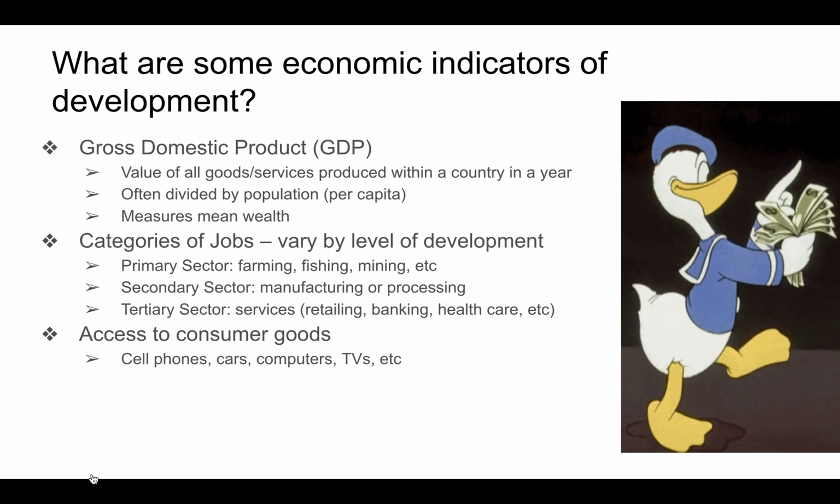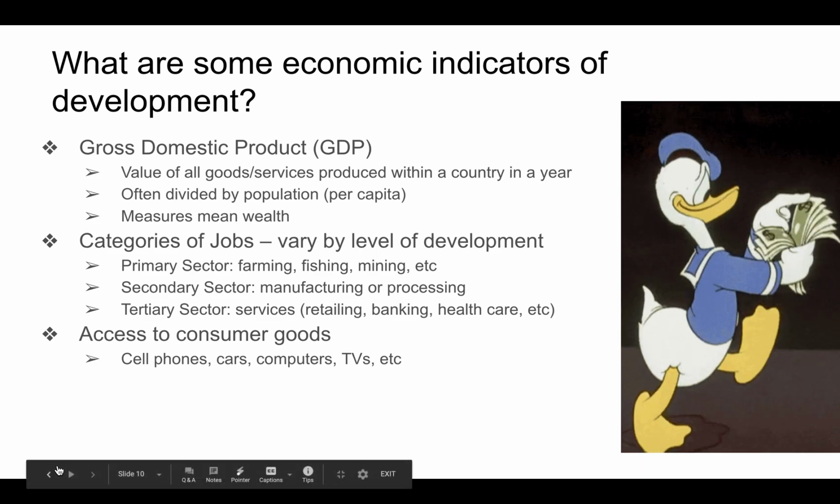The access to goods they also look at. So the access to cell phones, cars, computers, and televisions, which are called a partial market basket of goods.